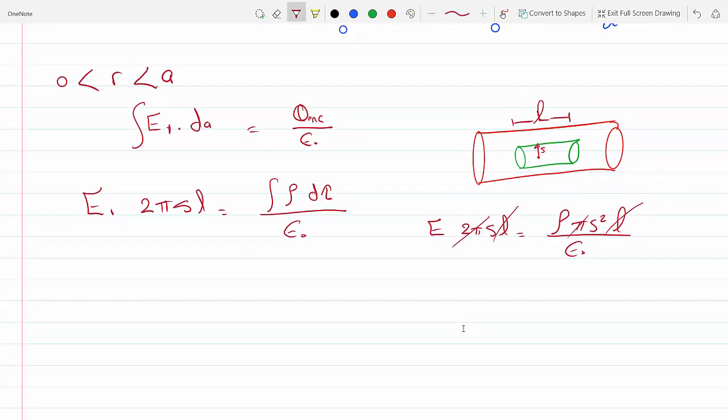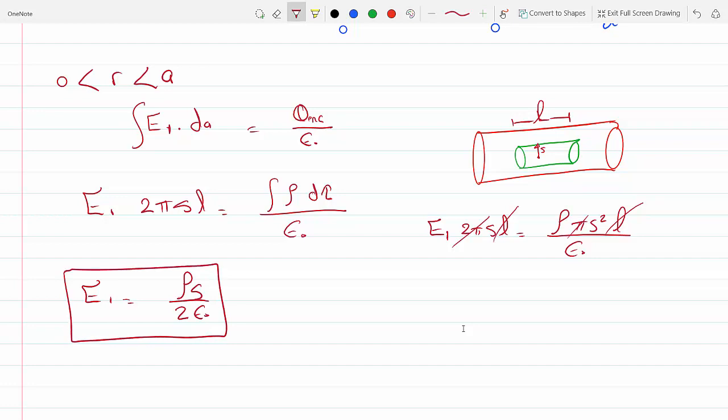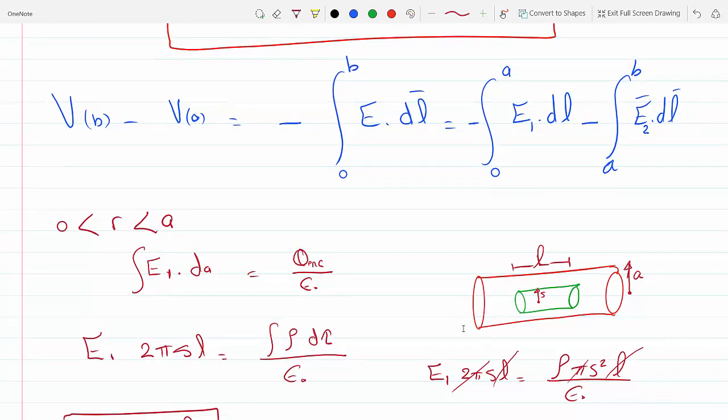And we can cross out some terms here. So we have E1 equaling rho S over 2 epsilon. So this is the electric field in the green Gaussian surface inside the smaller cylinder. Okay, so that would now enable me to calculate the first part of my integral.